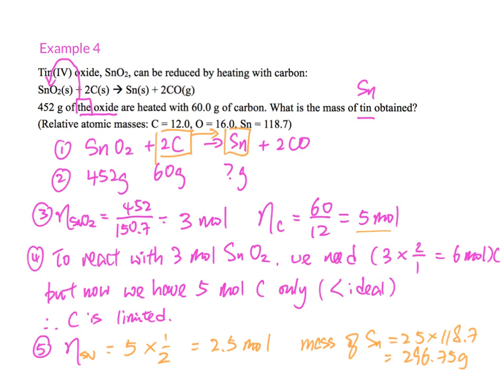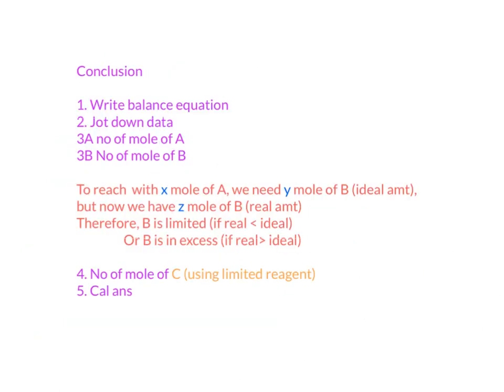Okay, so that's all for the examples that I've done for you. You can practice a few more times. To end up, the conclusions: write equations, jot down the data, remember where you have to go, and then you find out the number of moles of A and B. Normally, if you are required to consider the limiting reagent, you will be given 2 sets of data, so you will be able to calculate the number of moles of A and B, and then you use the statement this way.